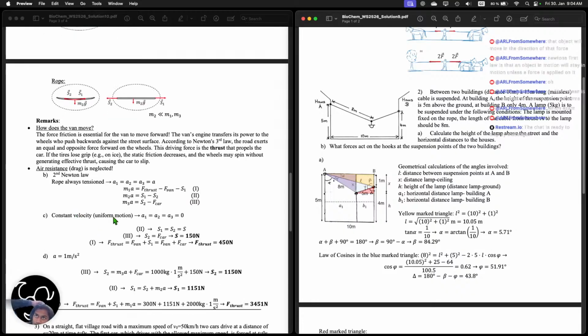Constant velocity, uniform motion. A1 equals A2 equals A3 equals 0. So acceleration is 0. S1 equals S2 equals S. S2 equals F car, 50 Newton. F thrust equals F van plus S1, so F van plus F car. F thrust is 50 Newton. So okay.